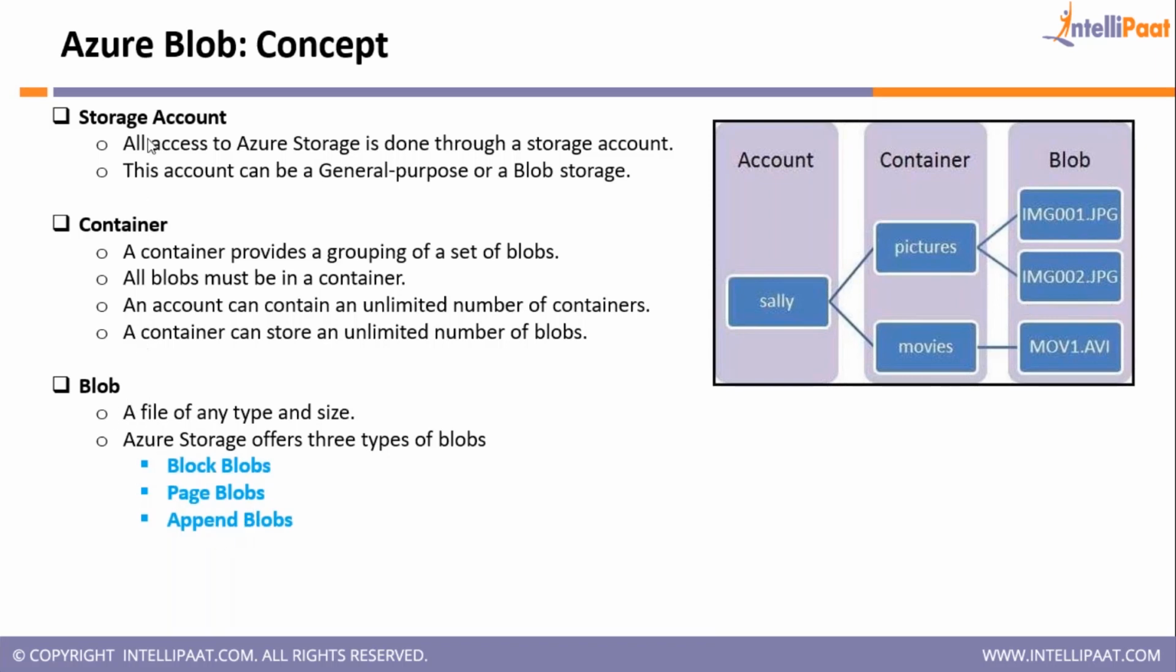So you must be understanding the hierarchy here. Storage account, and inside that you have 4 types of services. If you talk about blobs, you have containers inside the blob service, and inside those containers you have actual blobs, like these JPG files or movie files or any kind of video files. A blob is a file of any type and size. That is the very basic and generic expression. And in Azure storage, there are 3 types of blobs: block blobs, page blobs, and append blobs.